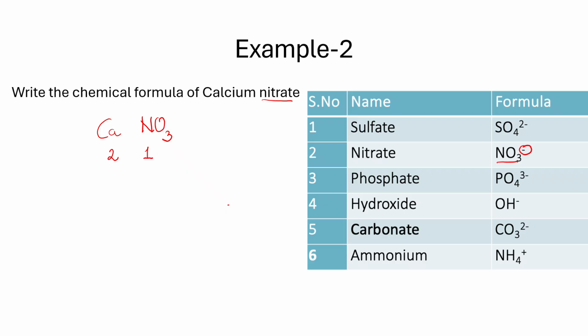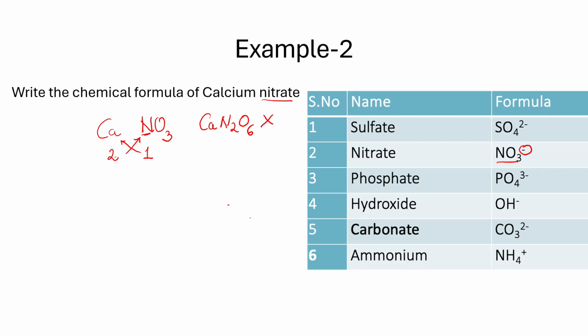Now, if we were to multiply this, mathematically, what some students might do is multiply the 2 separately with nitrogen and separately with the 3 oxygen, and so the formula might look like this. And mathematically this is not wrong, but again we have to follow the conventions. And as per convention, this kind of representation is wrong.